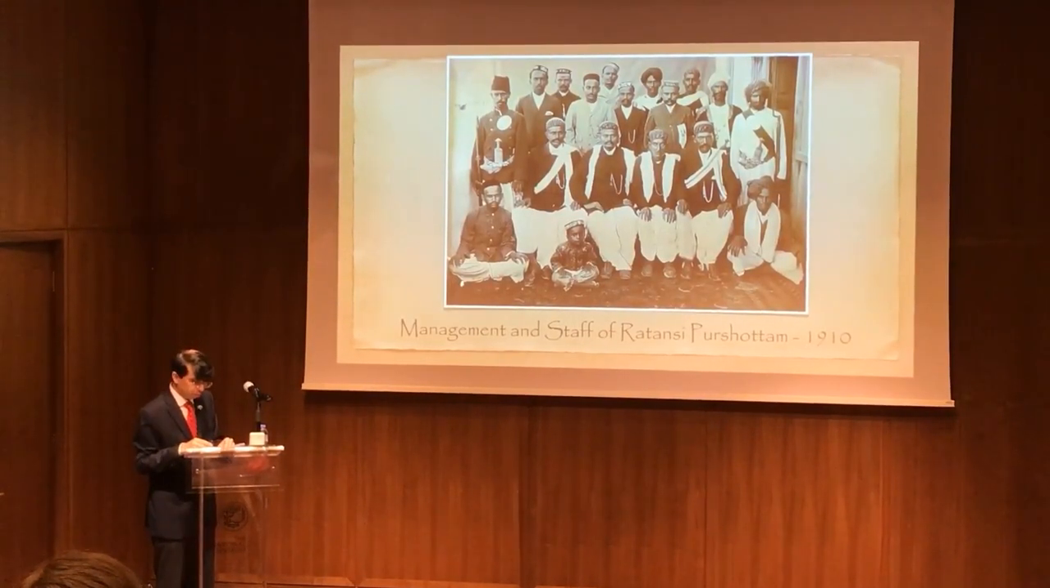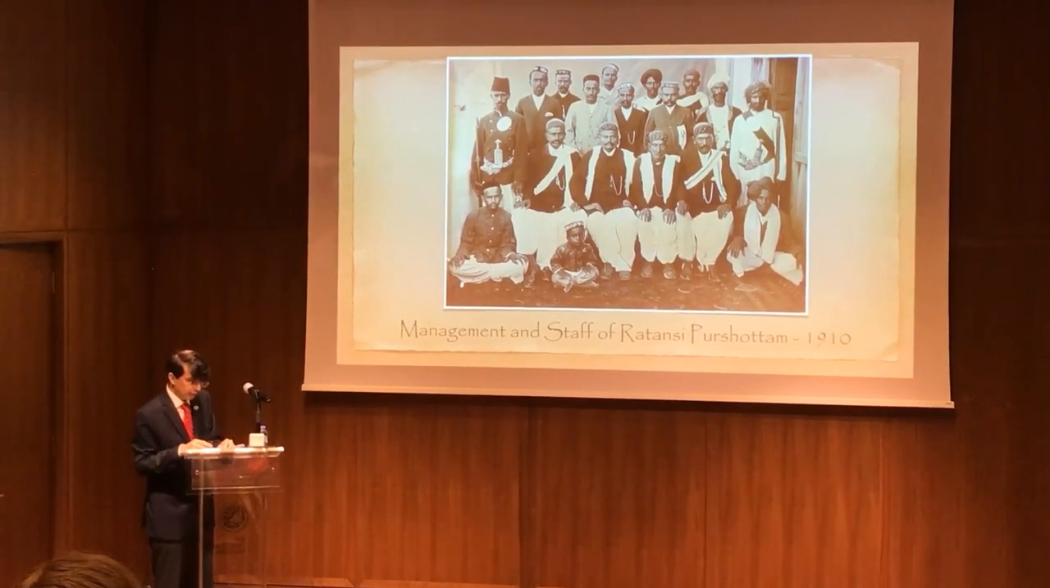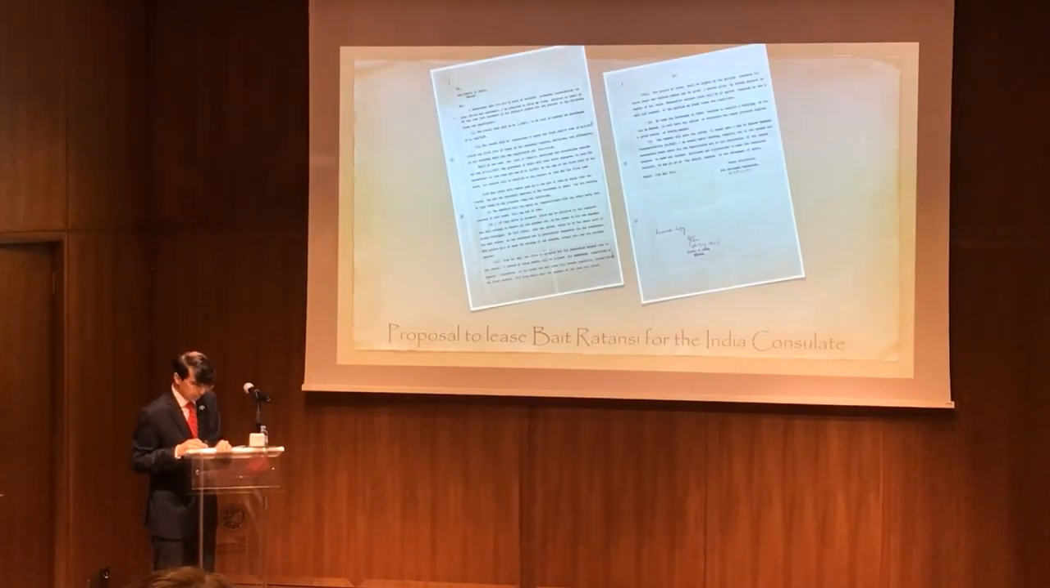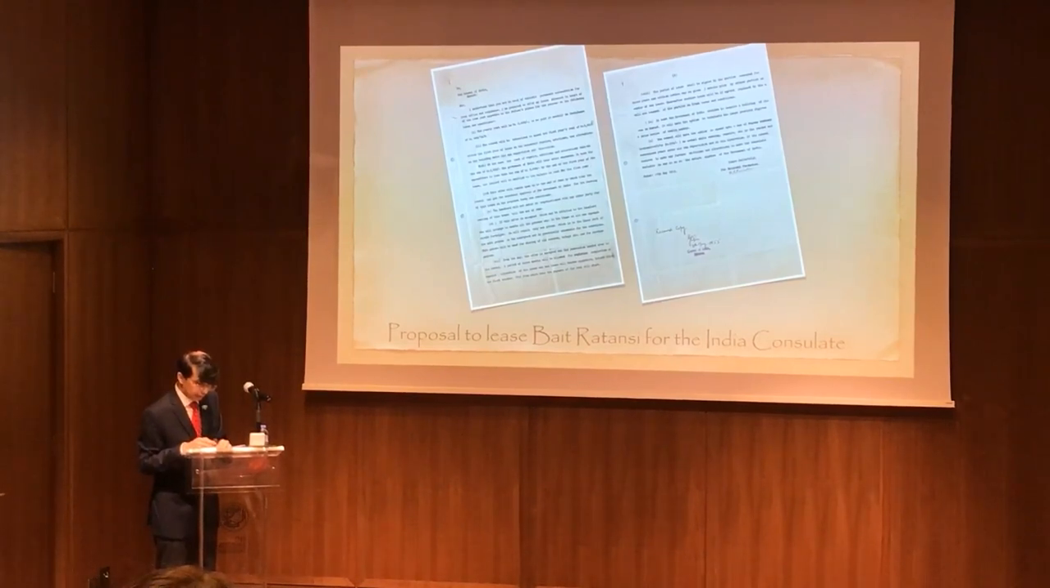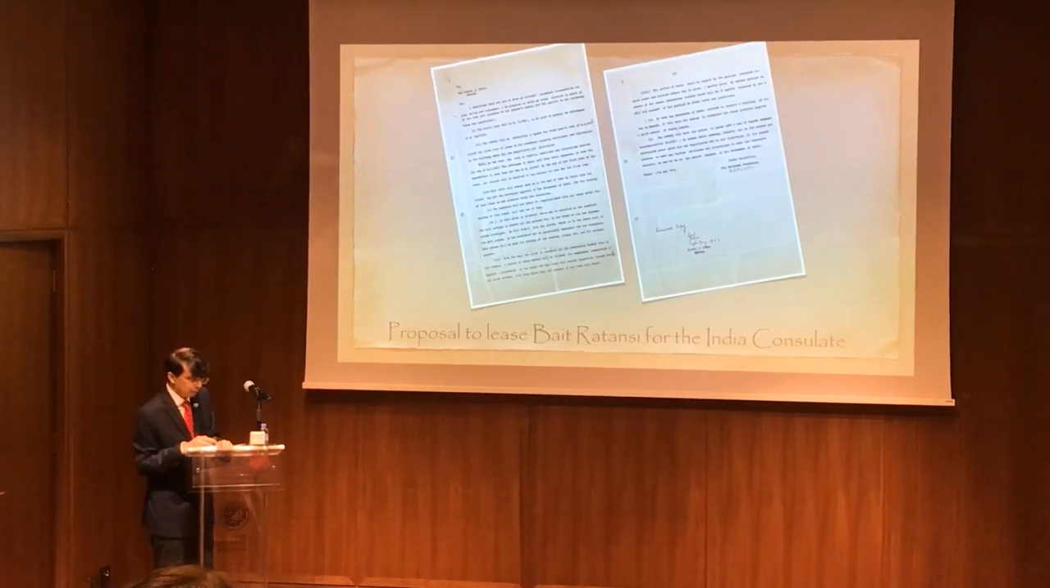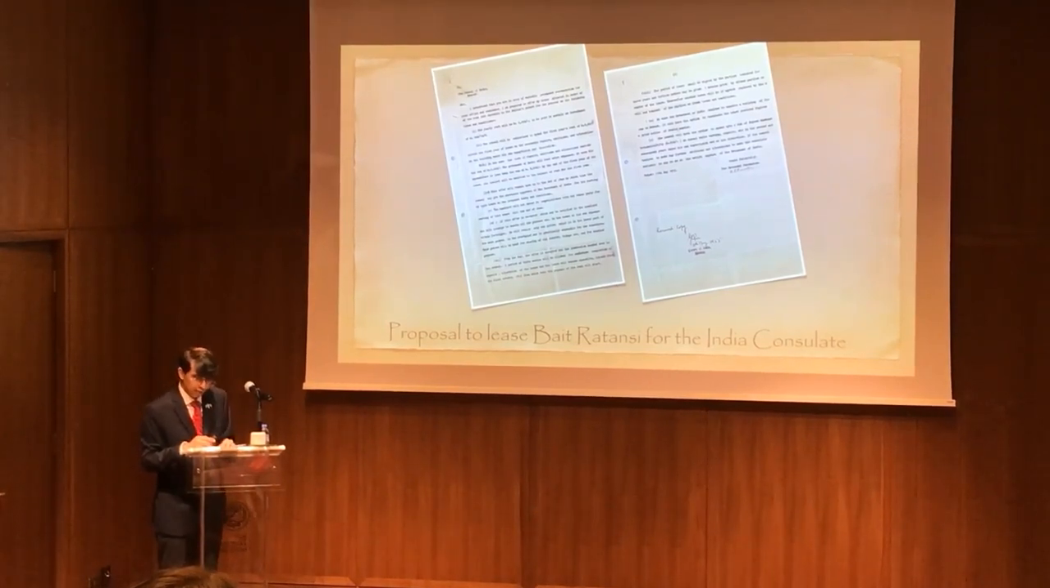Here is an impressive photograph of the management and staff of Messrs. Ratan Sen Purushottam in the year 1910. Later in the year 1955, the Indian consulate was looking for a suitable premises in Muscat. They approached my grandfather, Ranshor Das Lalji, to lease this property. For some reason, this did not materialize, and the consulate leased the property of Haji Bhacker Abdul Latif.